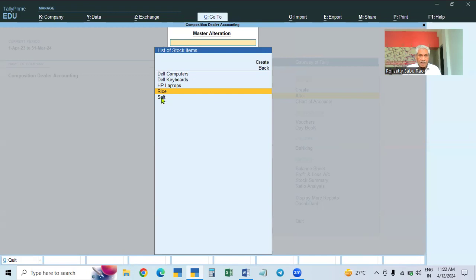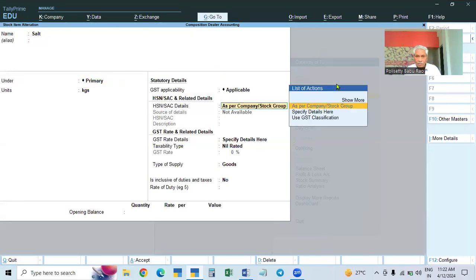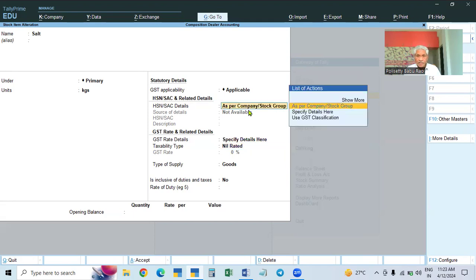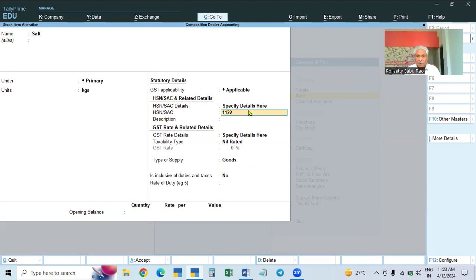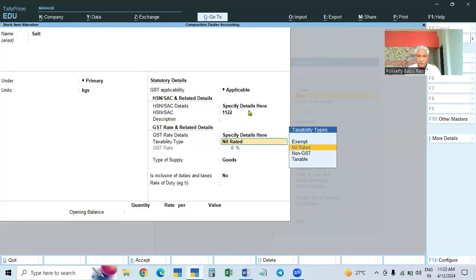Then take salt, for example. The same thing: name, bags, and GST is applicable. And here, it is nil rated. Here, if you want, you can give the number 1122. You can give the number. The date is from 1st April, the beginning of the year.